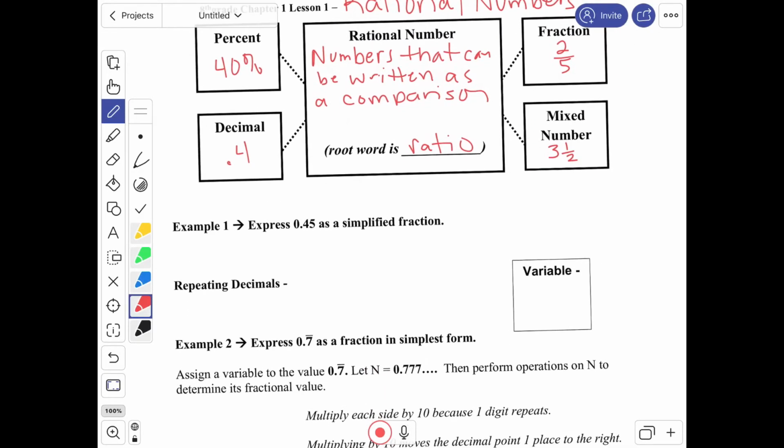So for example 1, we're going to express 0.45 as a simplified fraction. And if you don't remember the place value, beside the decimal is the tenths place. Then next to that is the hundredths, then the thousandths. So since the last digit is in the hundredths, that means it's 45 over 100. And we need to simplify that, so we could divide by 5. If we divide by 5, we get 9/20.